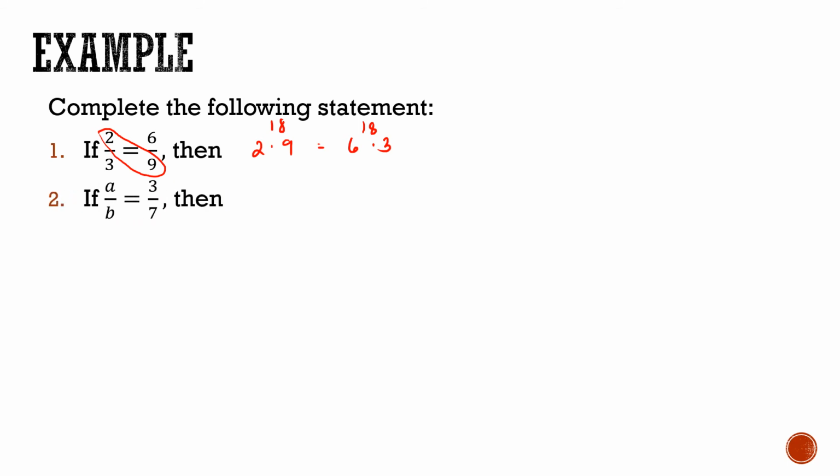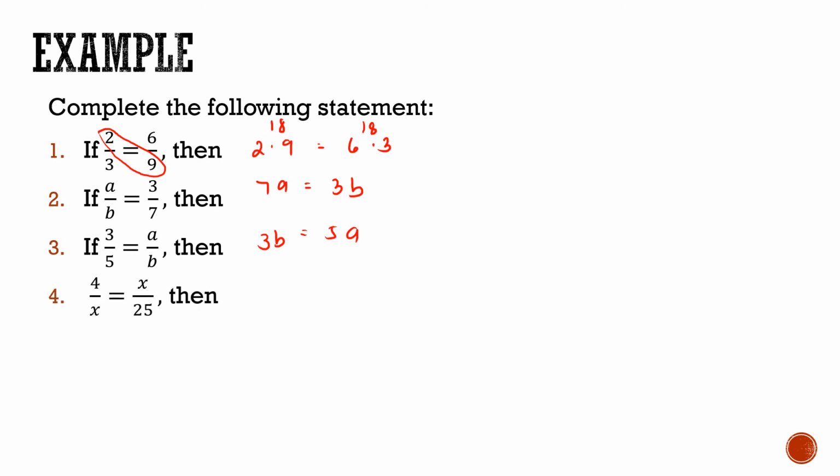Next, if a/b is equal to 3/7, then we can say that this is 7a is equal to 3b. Next, if 3/5 is equal to a/b, then that is 3b is equal to 5a.